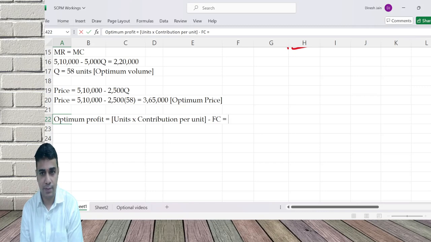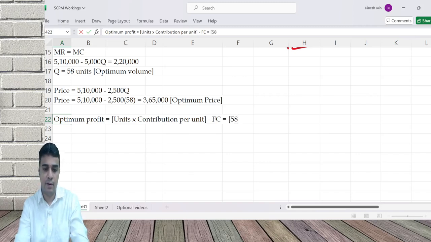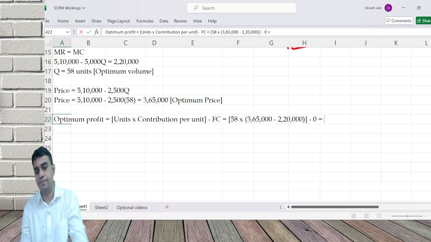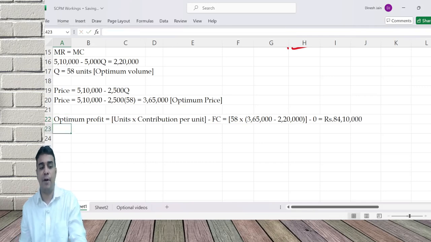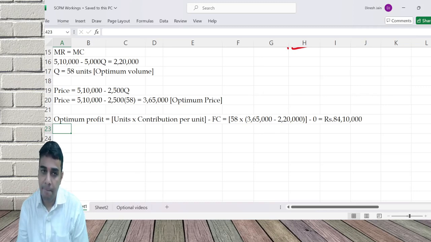Any doubts on this? How many units are we selling? At what price? What is your cost price? Minus 0 fixed cost. Tell me the final number. 84 lakh. This is the maximum profit potential of this product.